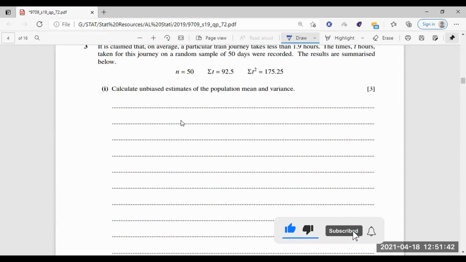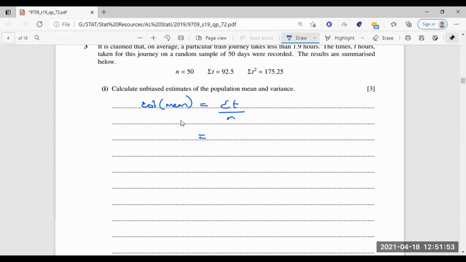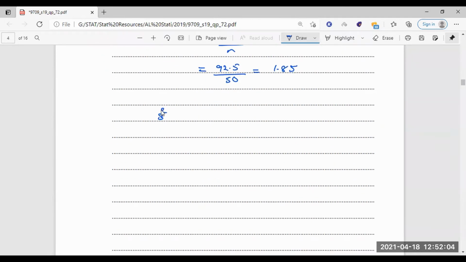So we know that the estimated mean will be sigma t over n, which is 92.5 over 50, which will give you 1.85. Moving on to variance, estimated variance equals 1 by n minus 1 times sigma x square minus sigma x the whole square over n, which is 1 by 49 times 175.25 minus 92.5 the square by 50.